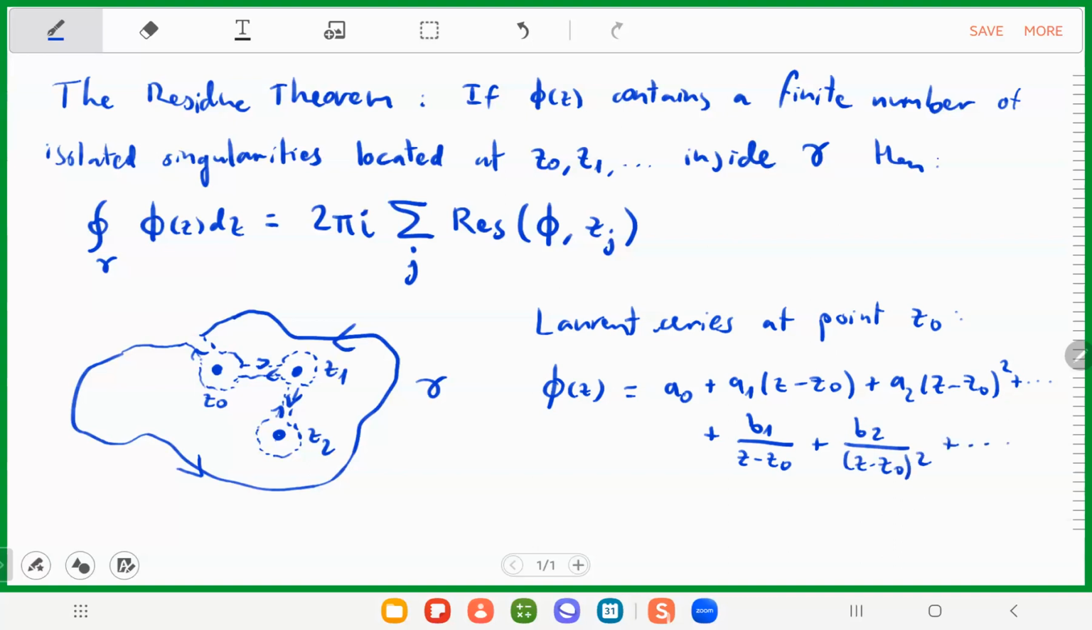etc. So even if we have infinitely many terms, that would be for an essential singularity, or even if we have a pole for which the number of terms is not infinite, in every case, the residue is B1. So the residue of phi at this point Z0 is just this number B1, okay? The other coefficients don't matter for the calculation of the integrals. So that's one way to find the residues.